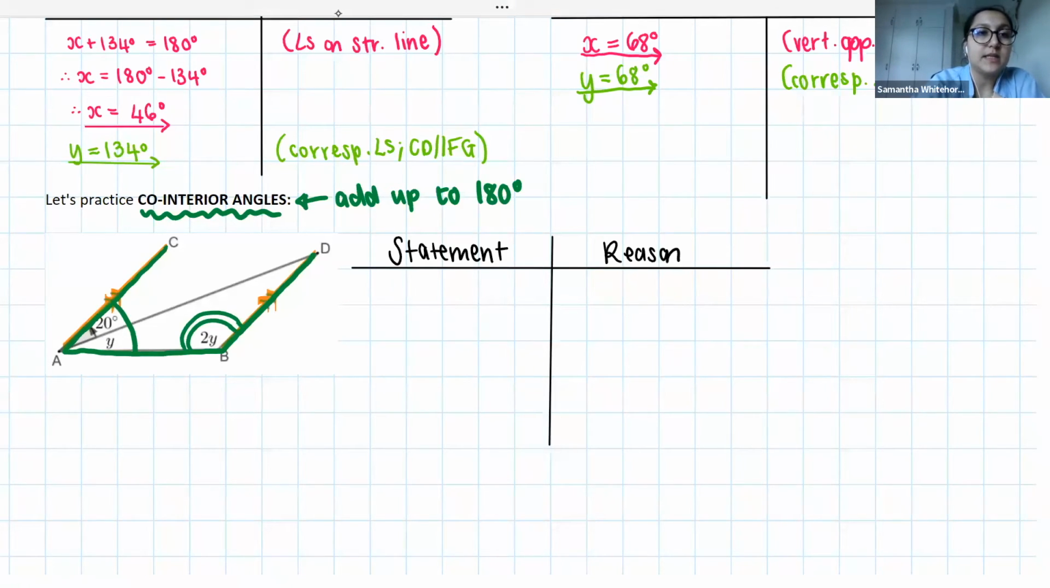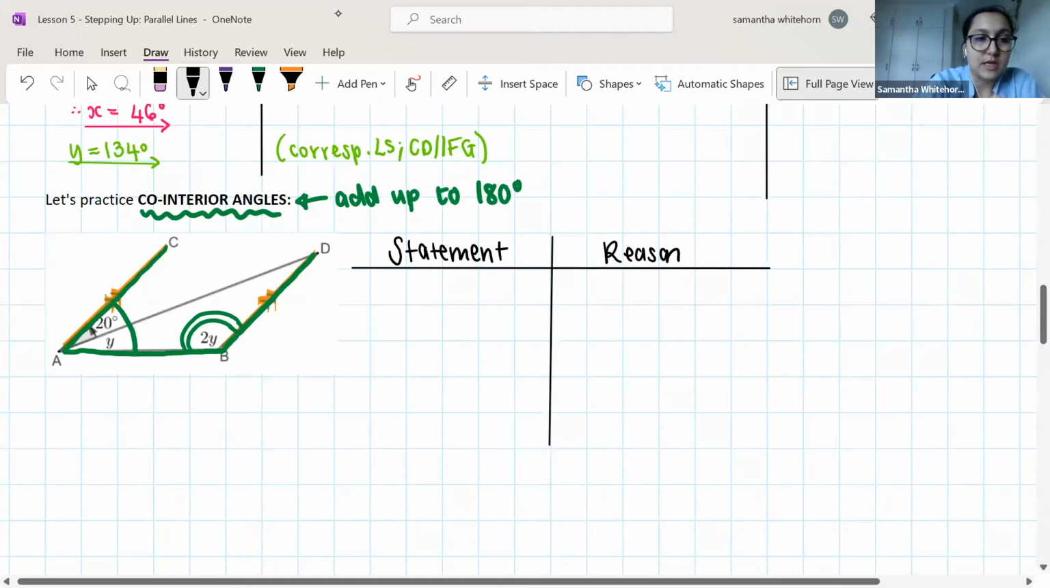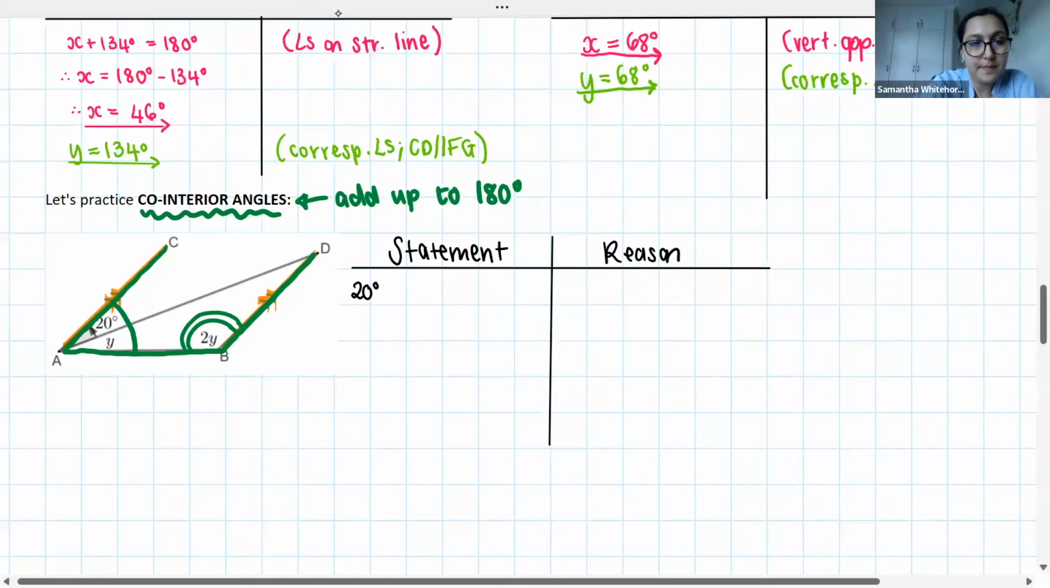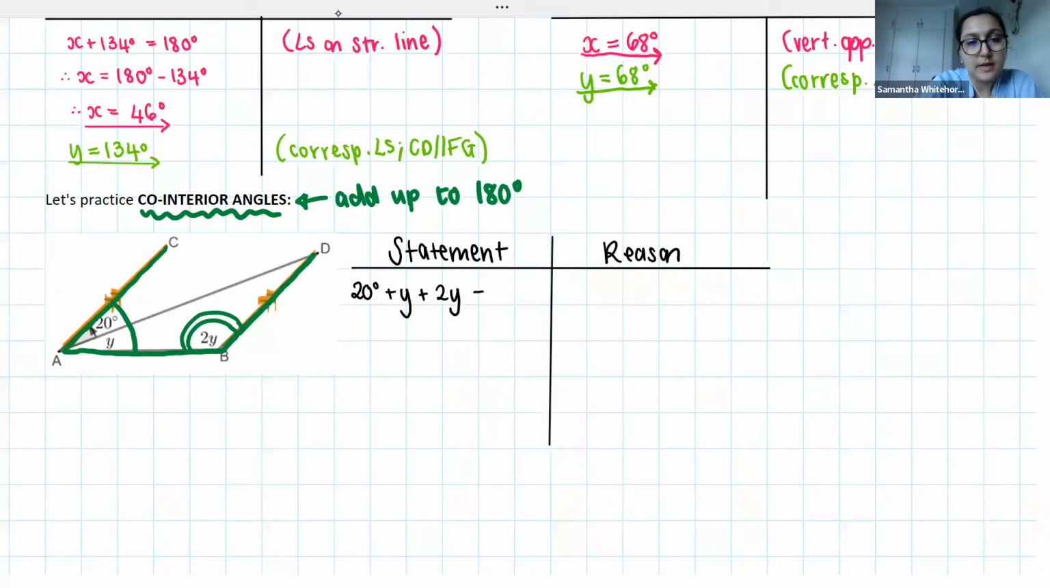So we can now set up an equation to express that. 20 plus Y plus 2Y must give me 180 degrees. And my reason for this is co-interior angles. Again, because I'm using a parallel line reason, I need to state the parallel lines, AC parallel to BD. And then I do my working out.